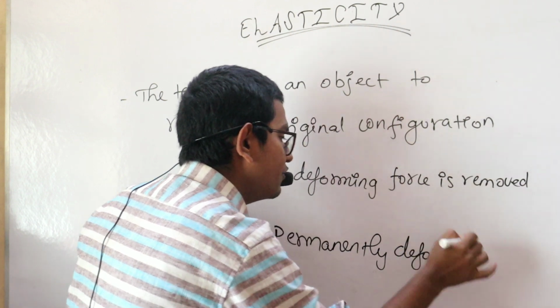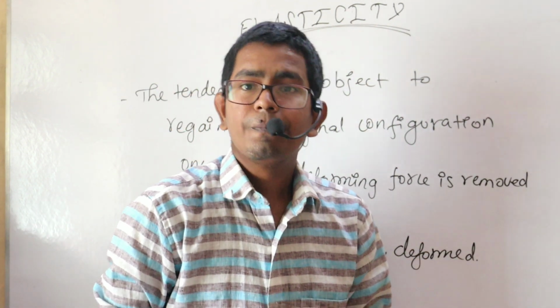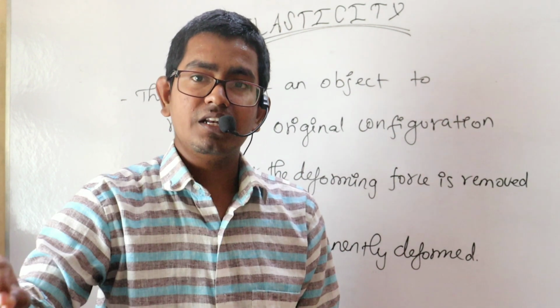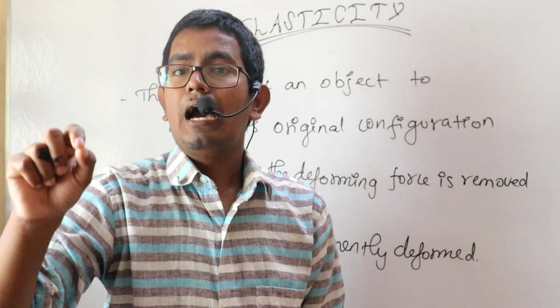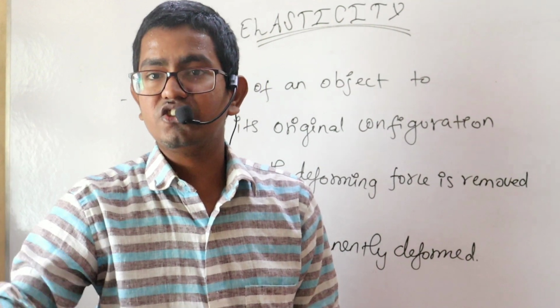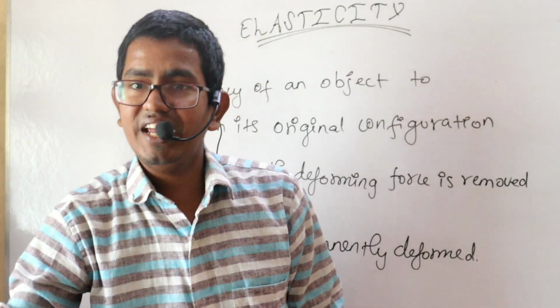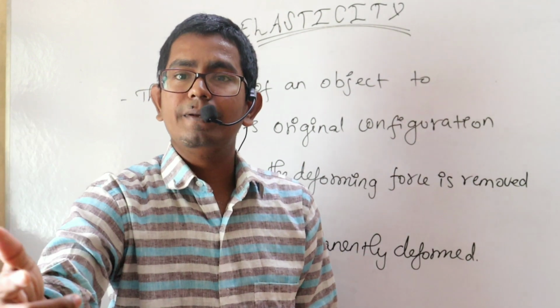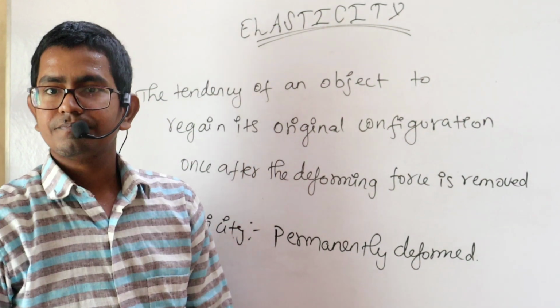If you remove the deforming force, it still will not regain its original position. It stays in the position where we applied the deforming force to change the shape. Once the shape has been changed, it is known as permanently deformed. That phenomenon is known as plasticity.